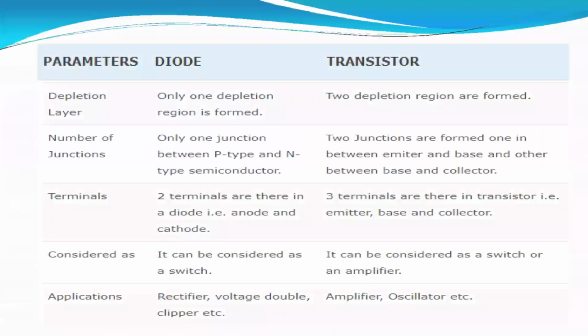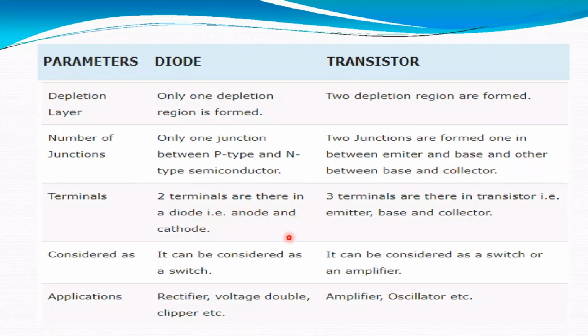So these are the parameters, diode and transistors. Depletion layer: only one depletion region is formed in the diode, whereas in a transistor, two depletion regions are formed. Number of junctions: only one junction between a p-type and n-type semiconductor in a diode, whereas in a transistor, two junctions are formed, one between emitter and base and the other between base and collector.